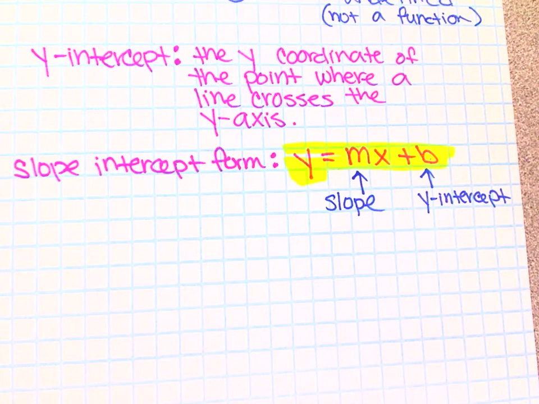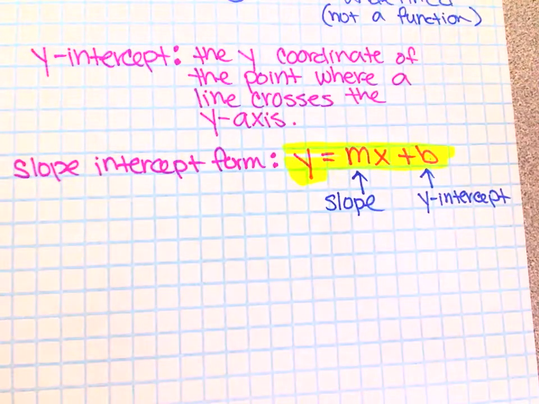Yep. So you get the picture. Now again, tell your neighbor what the equation is. Y equals mx plus b. Who can tell me what m represents? Slope. Who can tell me what b represents? Y-intercept. You guys are so smart. Here we go.